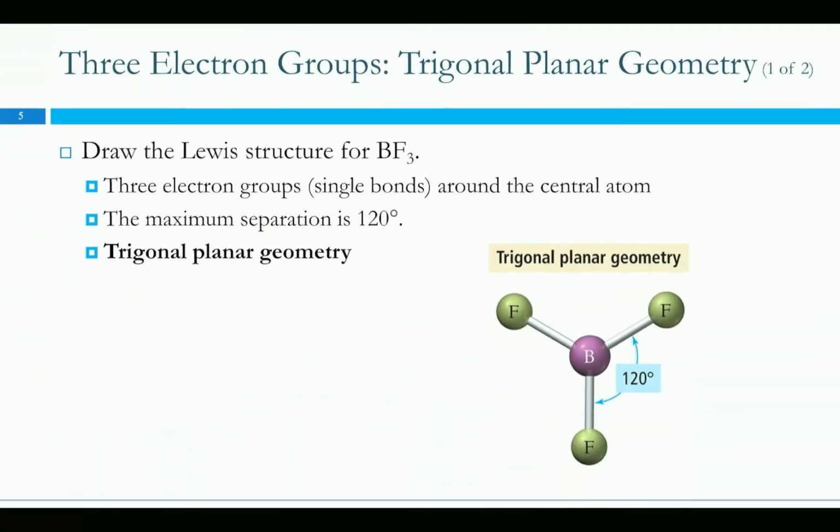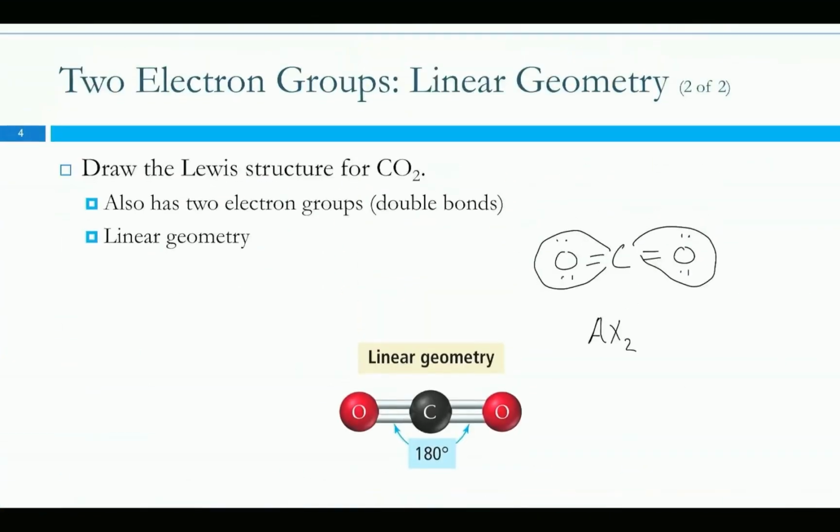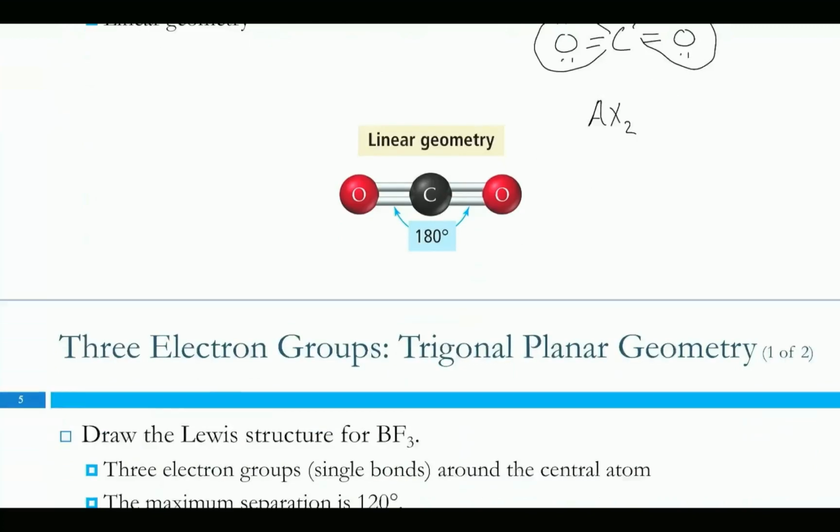Okay. So those are both linear. So the AX2 is always going to be linear. And there's really not much else for the AX2 because if I remove one of these and replace it with a lone pair, then it's still just linear, but now I've only got 2 groups. And the only shape you can draw with 2 points is a line. So 2 atoms is always linear. It's when we add more than 2 atoms that it gets more complicated.